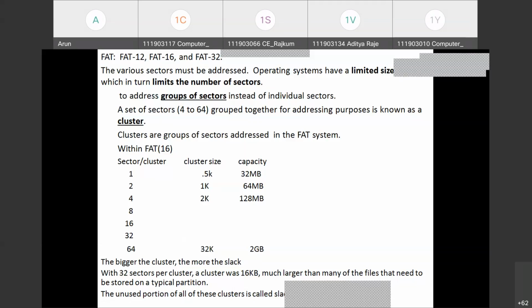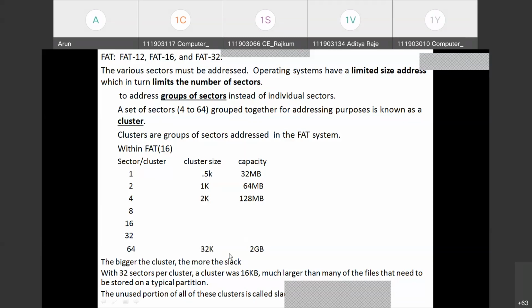So now there is the way of accessing each sector; the number of bits needed for the address is more, so there was a cluster. So in a cluster, so many sectors together. So bigger the cluster, possibly more the slack. Slack means, suppose 64 sectors per cluster, cluster size is 32 kilobytes. If the file size is not of this size, then whatever the remaining part is not used is referred to as slack.